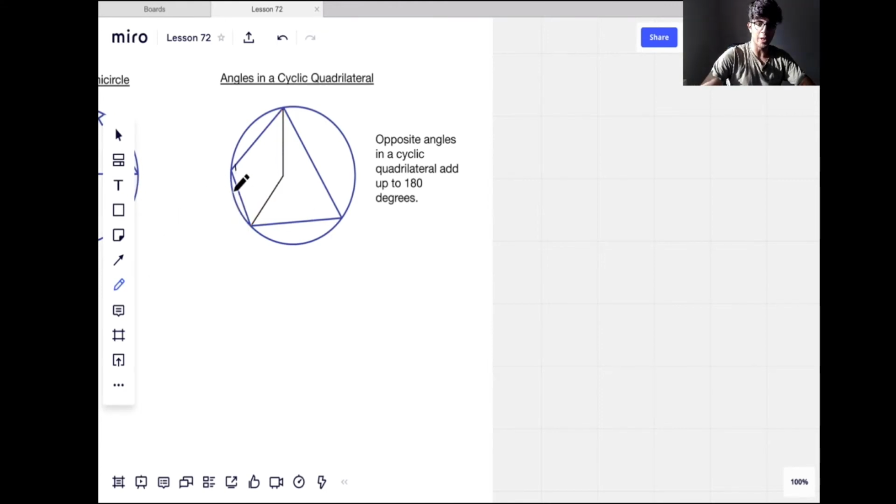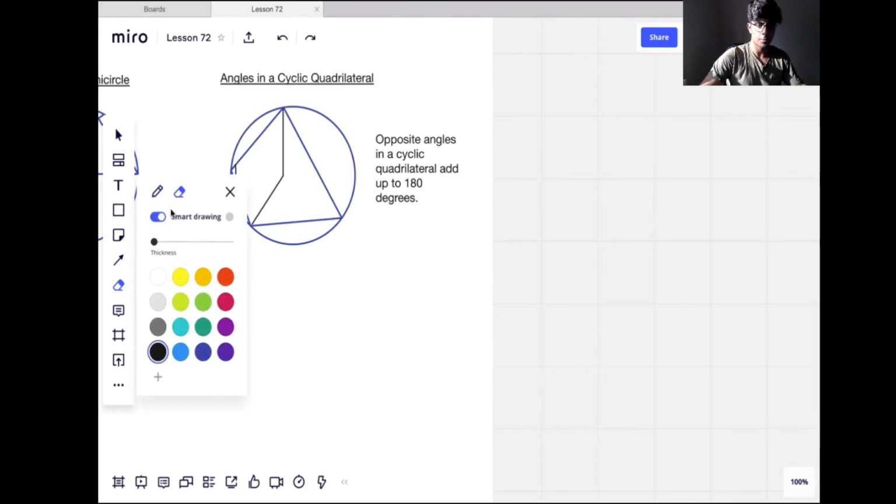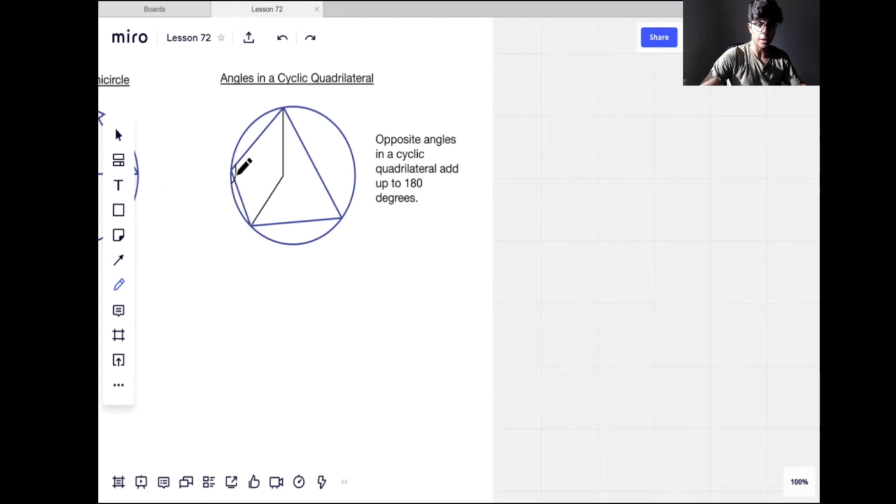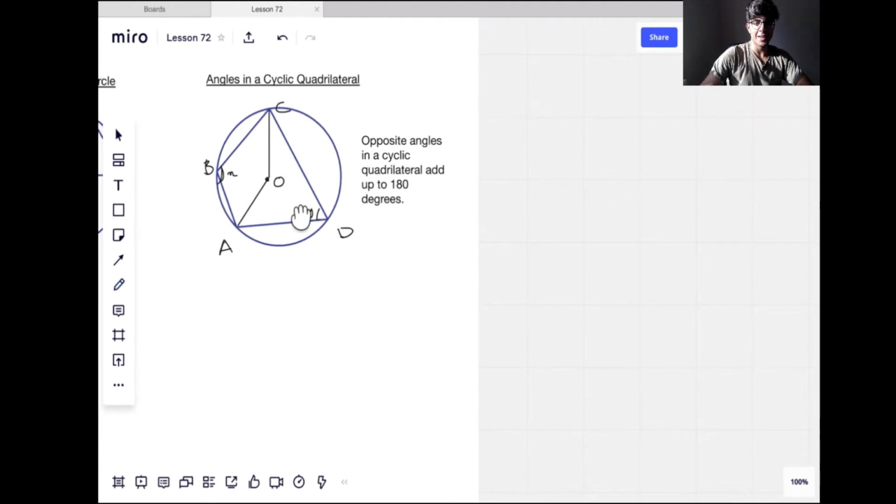Sorry, let me redo that a bit nicer. If we call this angle over here X, and this Y, and make sure the center's in, call that O, and let's label it A, B, C, D. Now we have to show that X plus Y sums to 180. We know that it's an isosceles triangle here. We also know that this is Y, and this is the center. This will be 2Y from our first circle theorem.